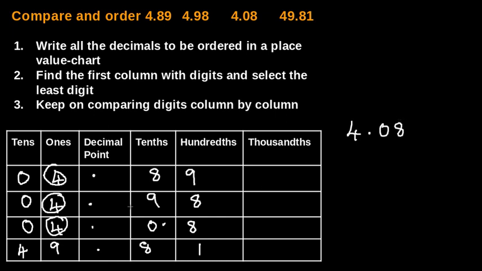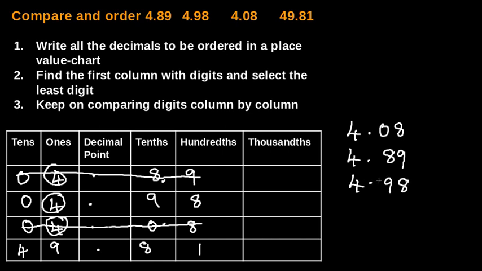So the least decimal will be 4.08. Followed by, we can cross that out. Followed by what now? 8 and 9, which is less? 8. So the next decimal will be 4.89. We cross that out. The next decimal will definitely be 4.98, and the greatest decimal, so glaring, is 49.81. Comparing 49 and 4, it's actually easy. Kudos to everyone who got it all right.